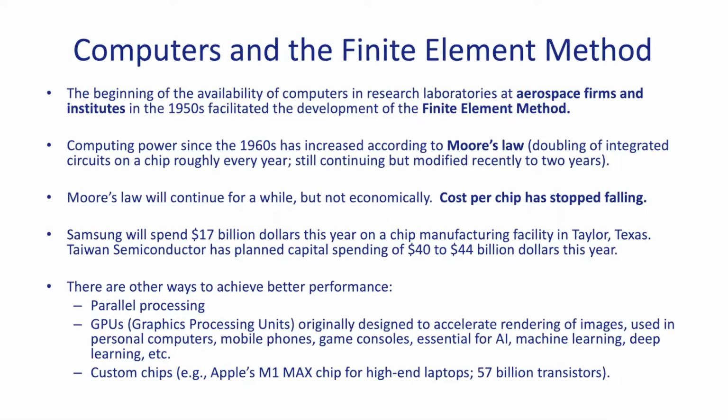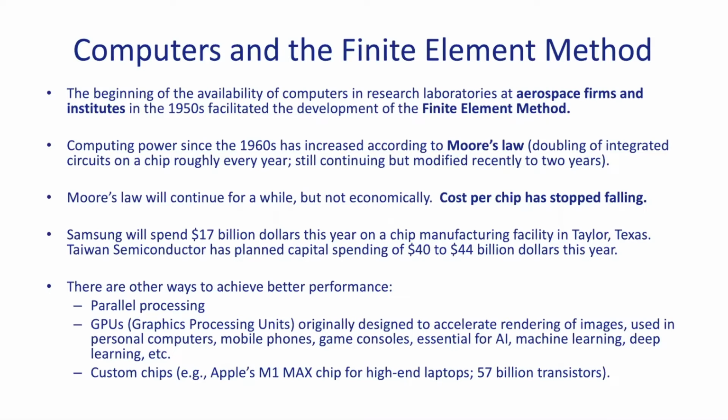Everybody's familiar with Moore's law. It's slowed down a little bit. We're getting sort of a doubling of integrated circuits every 2 years now, but it's continuing and will continue for a while, but apparently not economically. The cost per chip has stopped falling.